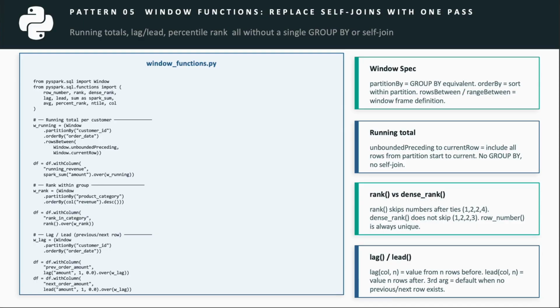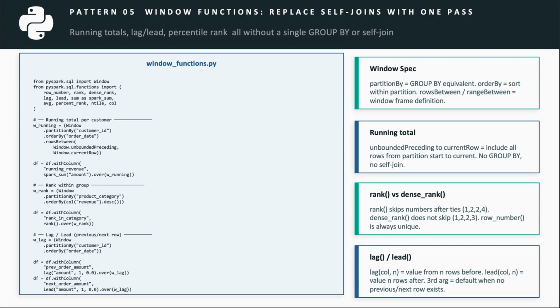So if you are writing a self-join to compute a running total, stop. If you are using a correlated subquery to get the previous row, stop. Window functions do both in a single pass over the data with zero shuffle. Look at the code. Three use cases.